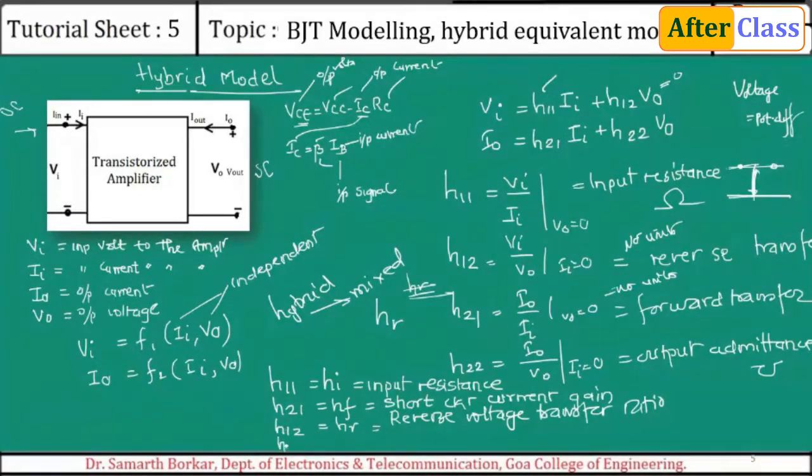Finally, we have the last one, H22. It is denoted as H naught and it is referred to as output admittance. Fine. Now, in this transistor amplifier, as I said, it is treated as a black box. This circuit can be common base, it can be common emitter, or it can be common collector, based upon the three configurations.